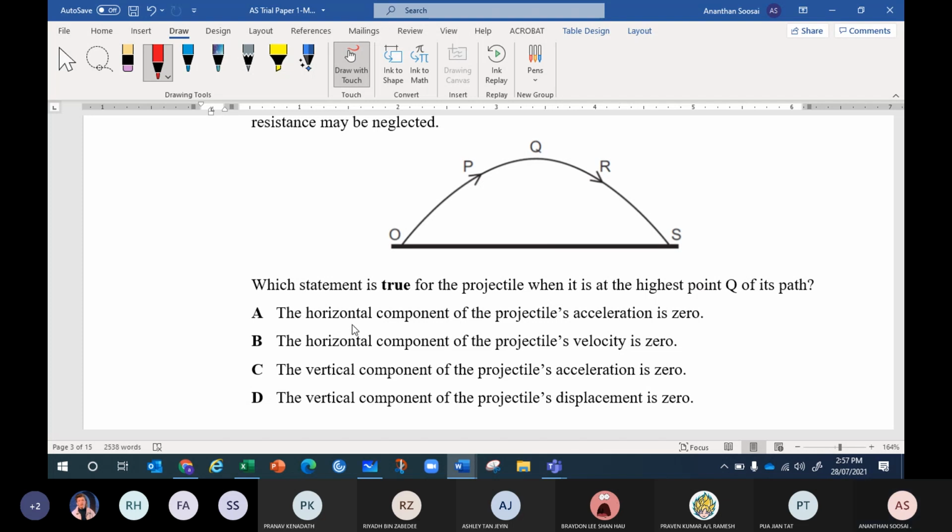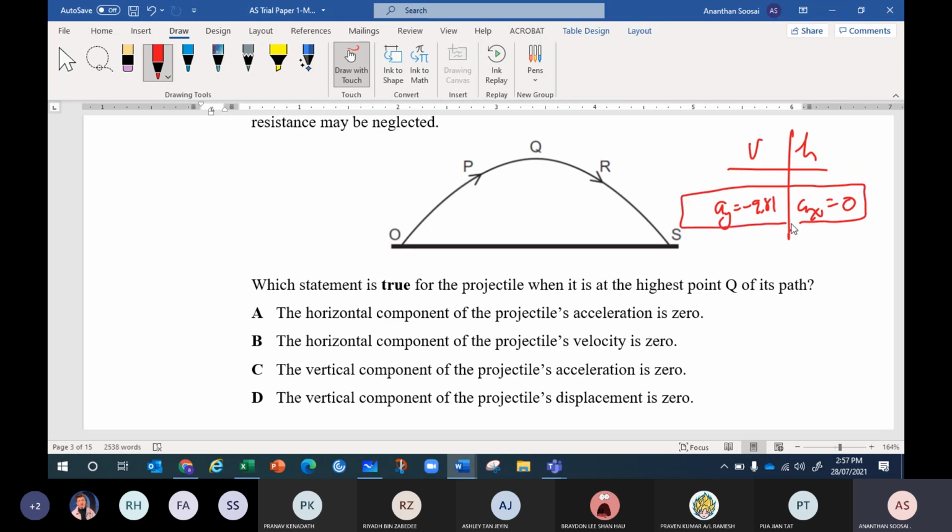The horizontal component of the projectile acceleration is 0. Correct, right? Because when I teach projectile vertical, horizontal, the first thing you can write as information is AY is negative 9.81, AX is 0. For any point, AX is always 0, and AY is negative 9.81. The vertical acceleration and horizontal acceleration are always constant, fixed. So the horizontal component of the projectile acceleration, they are talking about AX here. It's always 0, yes. A is correct.